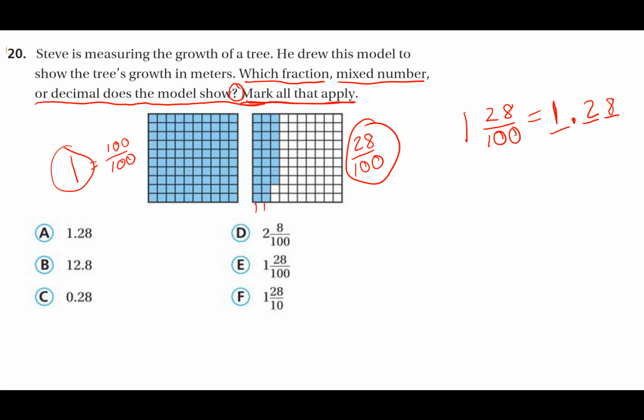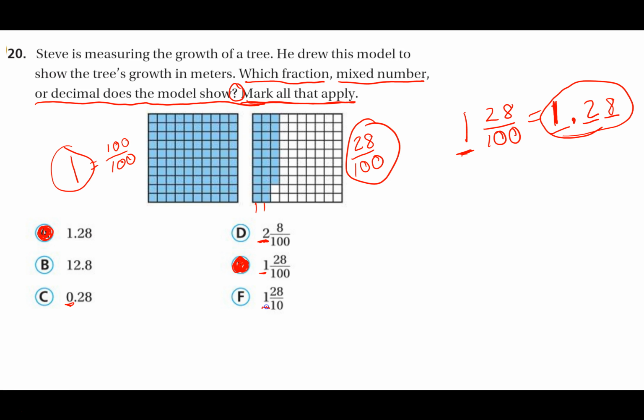So let's look at our numbers and see which ones are equivalent to that. So 1.28, well, that's obviously equivalent. I have it right here. 12.8, well, I just have 1, so no, that's not going to work. C says 0. No, I got more than 0. I have a 1 in the ones place. That has a 0 in the ones place, so that's not right. This has a 2 whole, but we just have 1 whole, so that can't be it. This has 1 whole, that checks out. And then 28 hundredths, 28 hundredths. So yeah, that's going to work.